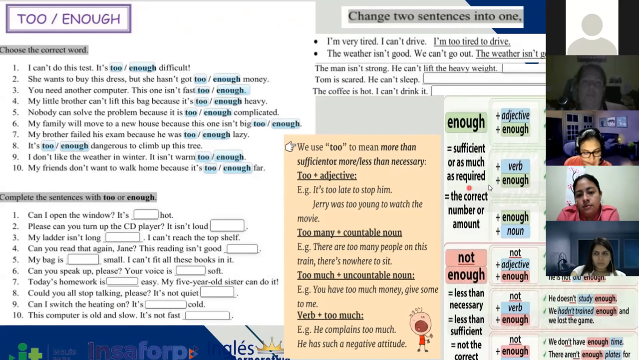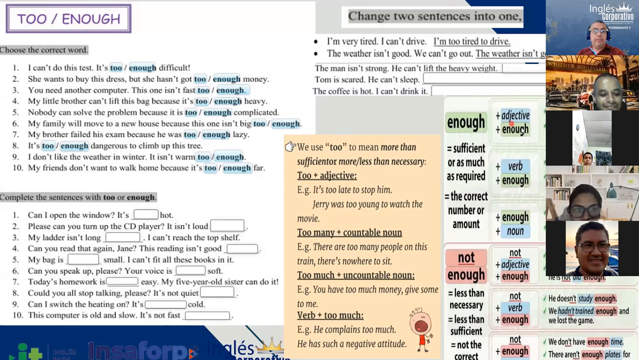And some of you were giving me this yesterday, right? Yesterday, some of you gave me verb plus enough, right? Like I said yesterday, you were not incorrect, but we were doing the adjective plus enough. But today we're going to amplify it with the verb plus enough.